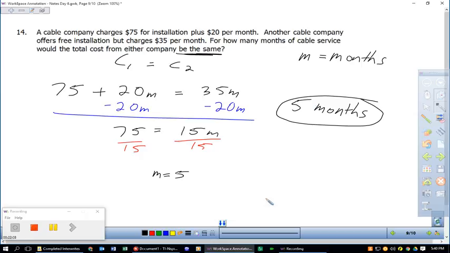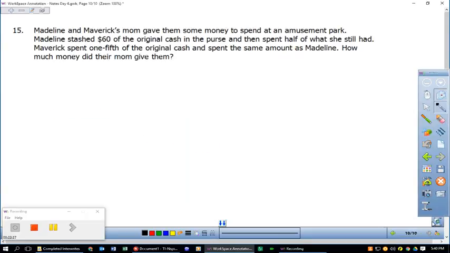In fact, it will cost, I think that's going to be $175. Yep, $175. It doesn't ask that, but we could find that real easy, just plugging 5 into either of these two places with m. All right, number 15. Last one.